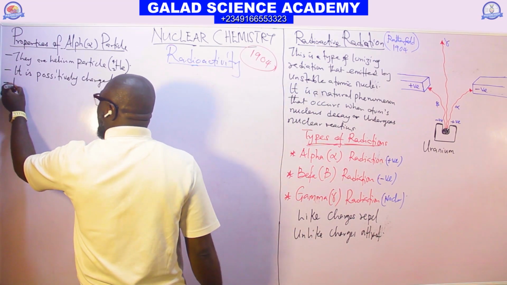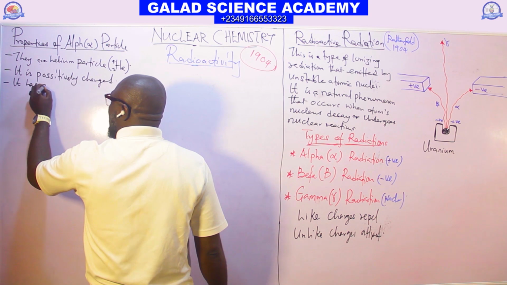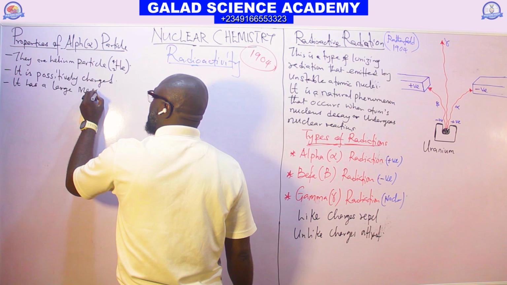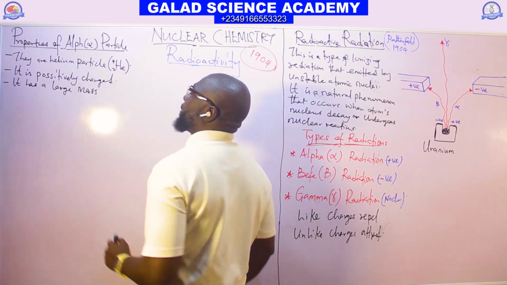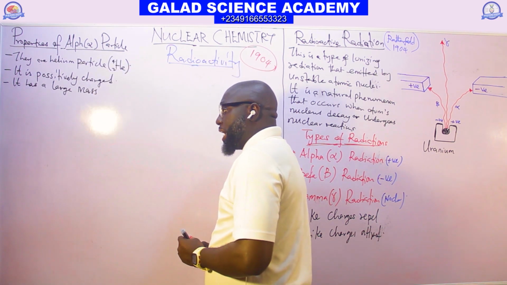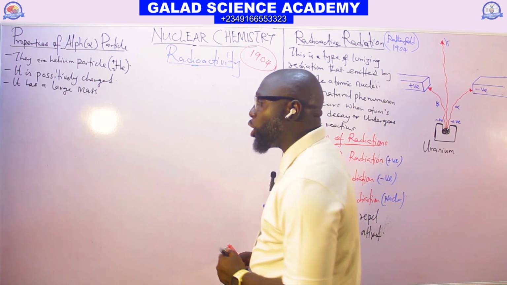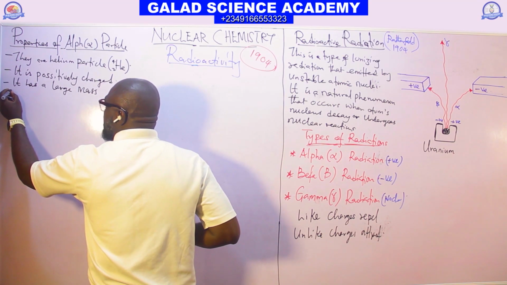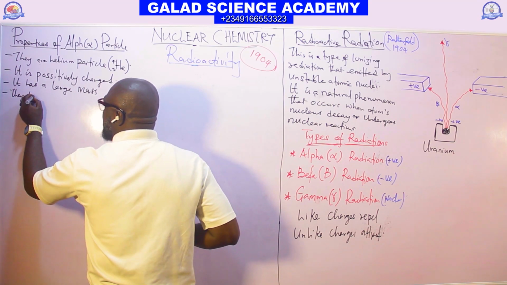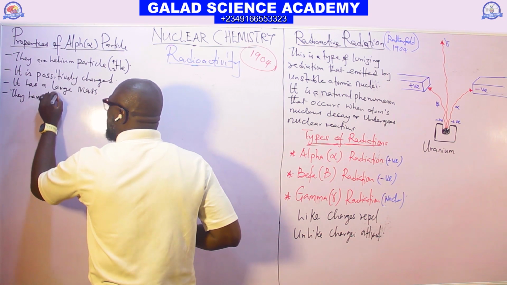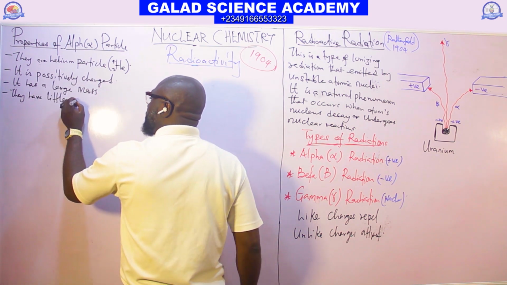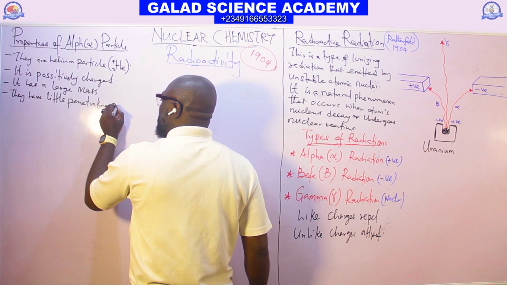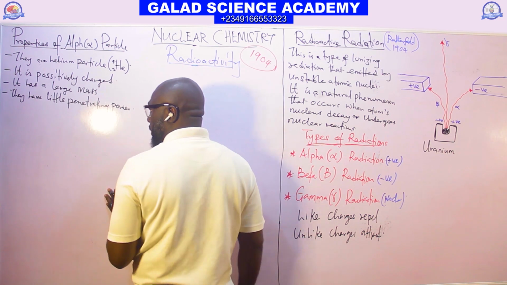So the charge of the alpha particle is always positive. The next thing is that it has a large mass compared to others. And again, the alpha particle also has little penetrating power.